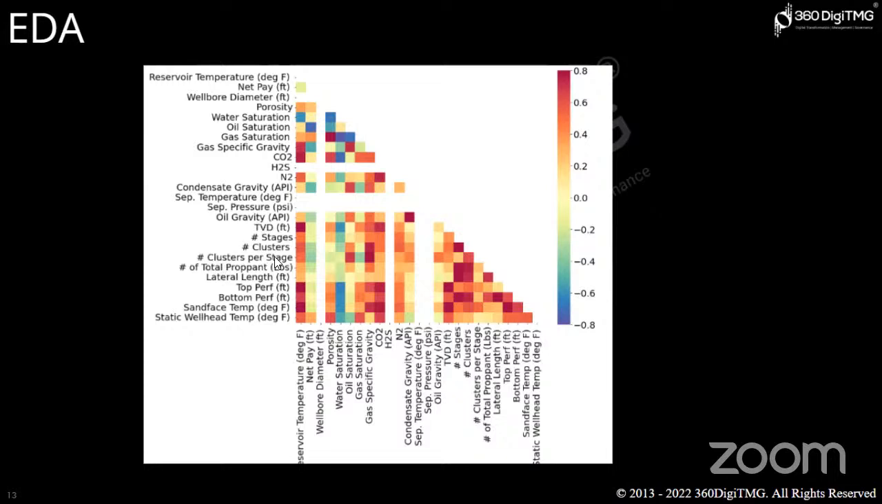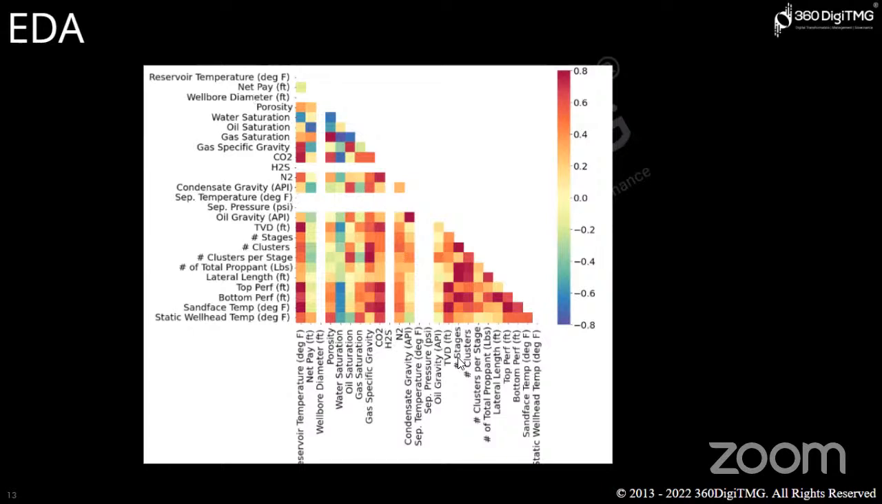Let us look at clusters per stage only. If I take a value like gas specific gravity, I can see that there is a correlation between my clusters per stage and gas specific gravity. In the same way, when I take CO2 values, there is some correlation between CO2 and static wellhead temperature. Sand phase temperature also shows more correlation with CO2 values. And I can see that there is no correlation when it comes to H2S. So for these values, there is no correlation.